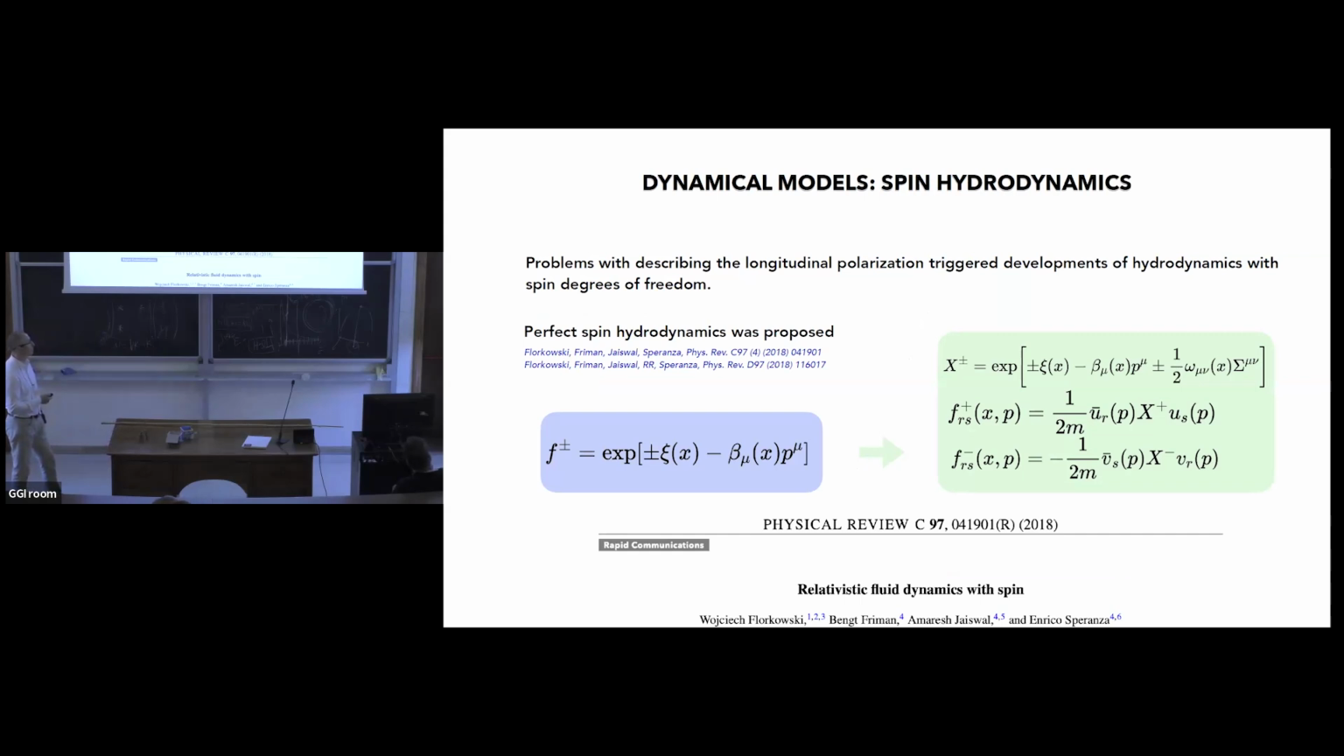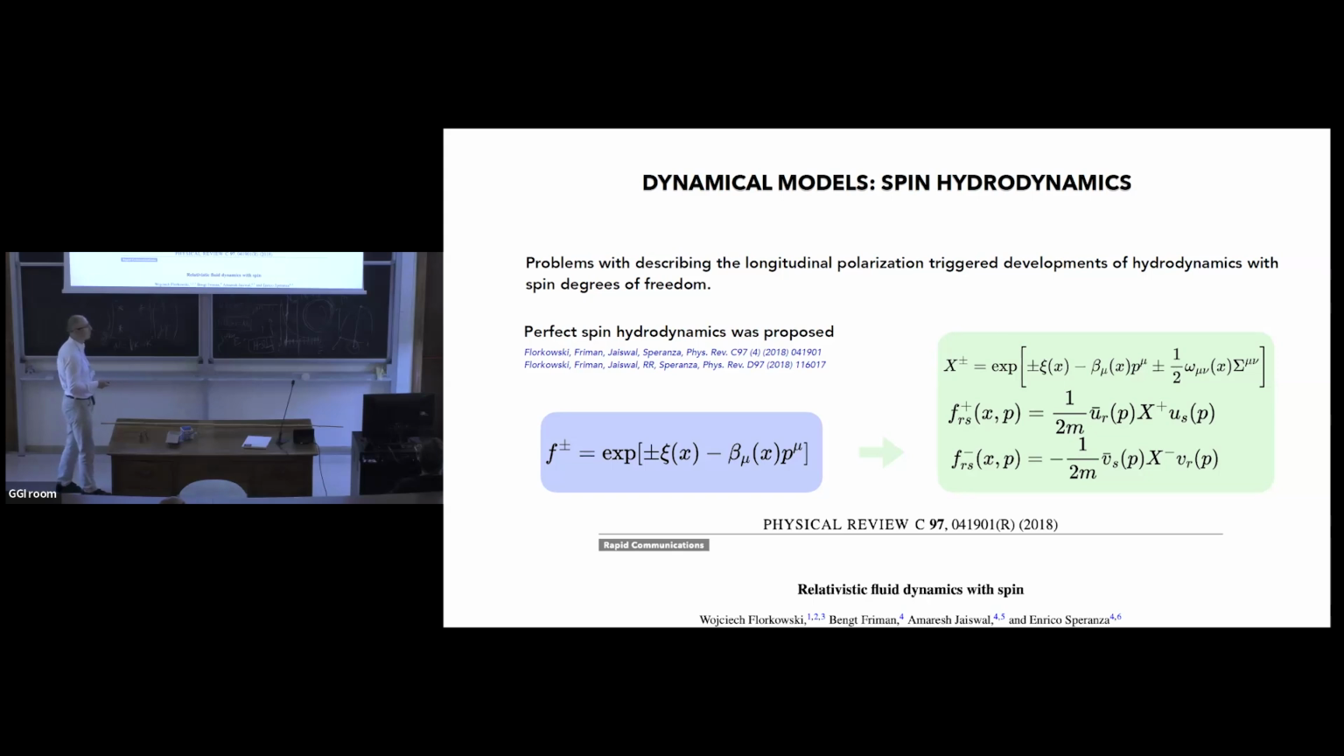So the proposal was to assume that actually the spin which is being generated in the system, the spin polarization which is being generated in the system, actually follows its own dynamics during the evolution, and it's not being bound to the gradients of the fluid velocity.